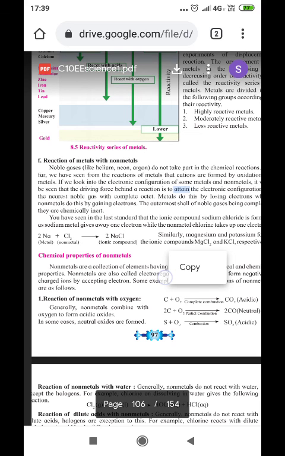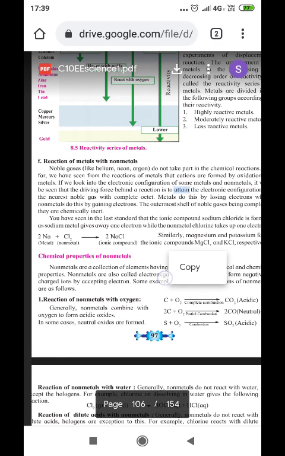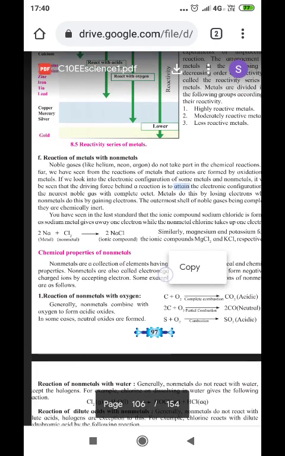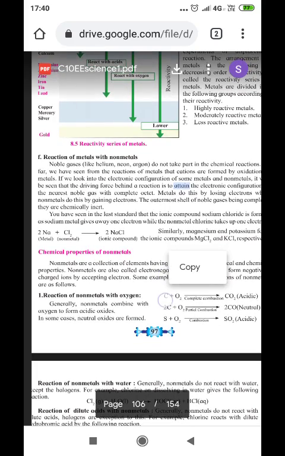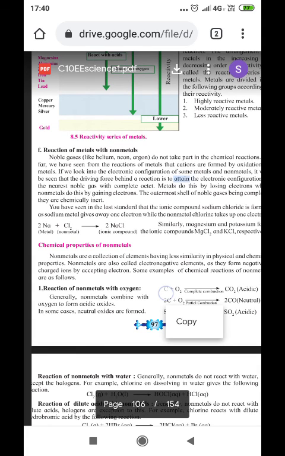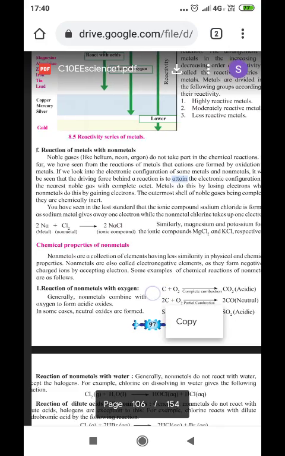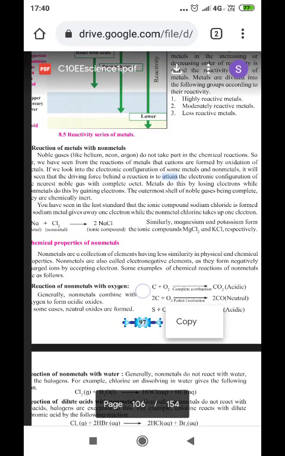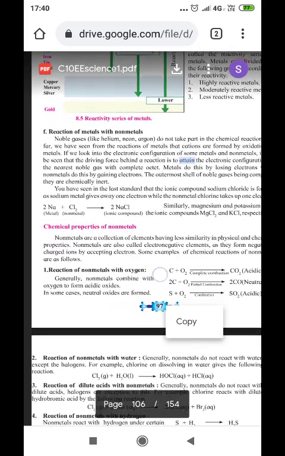You have seen in the last standard that the ionic compound sodium chloride is formed as sodium metal gives away one electron while non-metal chlorine takes up one electron, and thus a new compound is formed that is called sodium chloride. This can be explained with the help of the chemical equation 2Na plus Cl2. Metals and non-metals react to form a salt, that is the ionic compound sodium chloride. Similarly, magnesium and potassium form the ionic compounds called magnesium chloride and potassium chloride respectively.